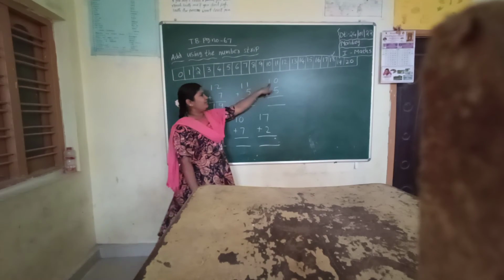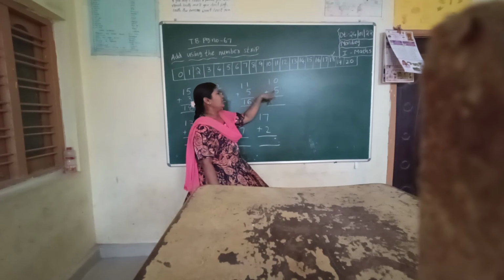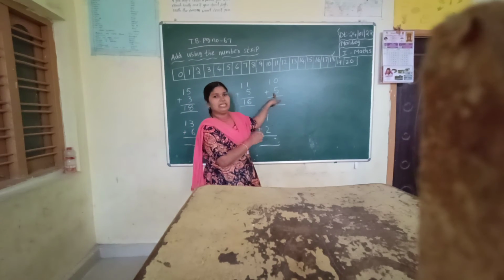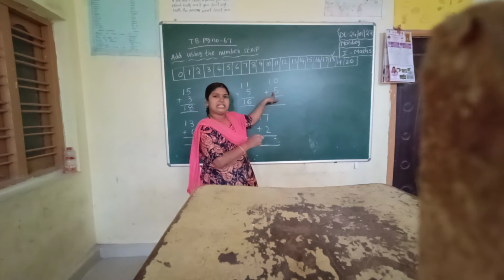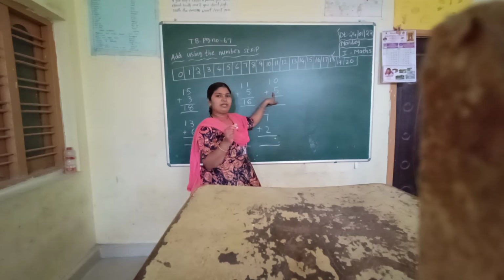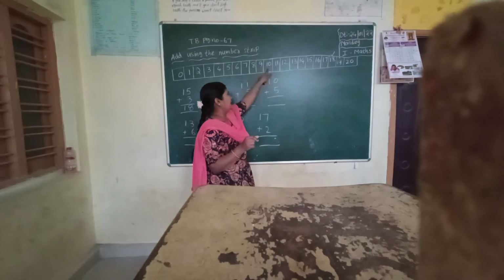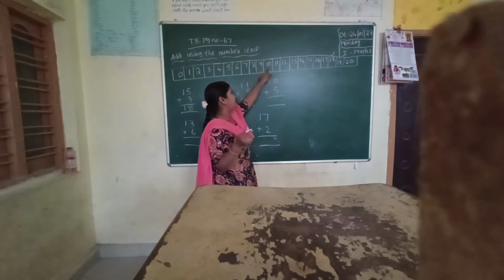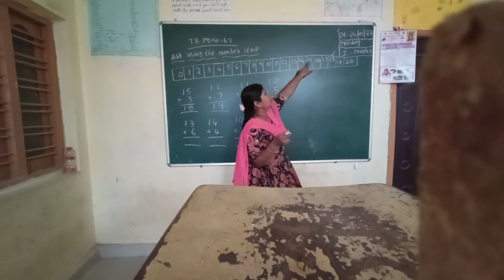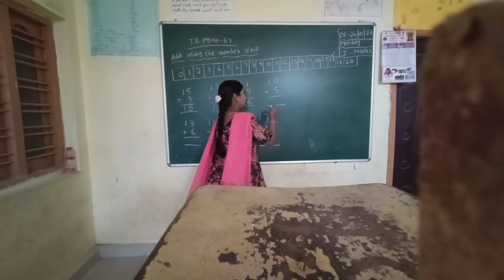10 is given first. Here is the 10. After 10 count 5 numbers. Why? Because they have given plus 5 only. Whichever number they give next, that many numbers you have to count, and whichever number you get as the answer, write that answer here. After 10, count 5 numbers. After 10, 1, 2, 3, 4, 5. What is your answer? 15.